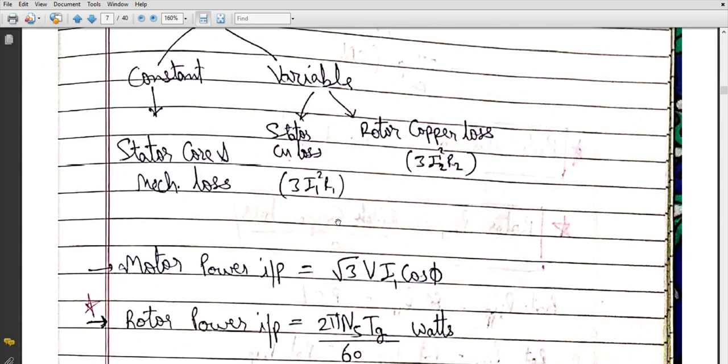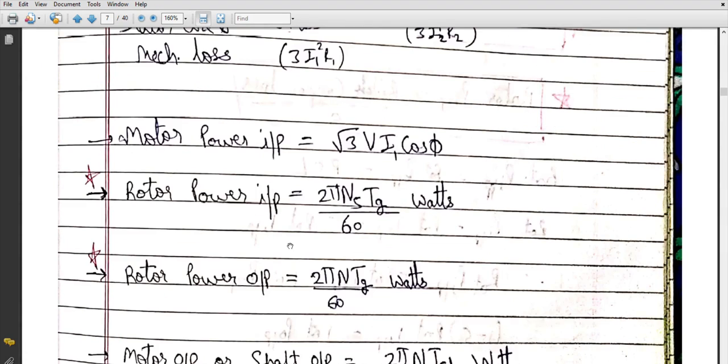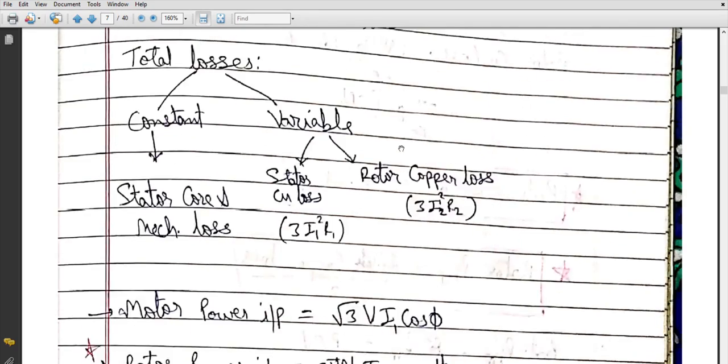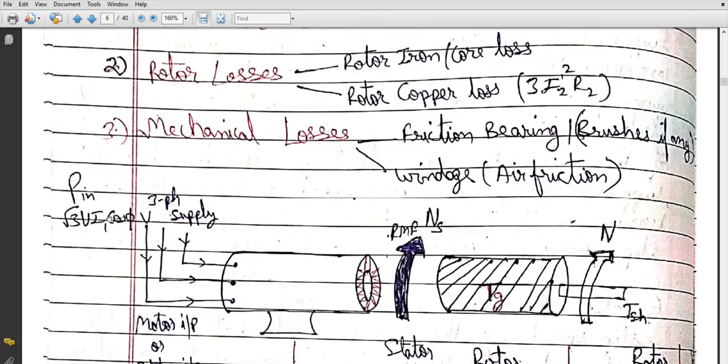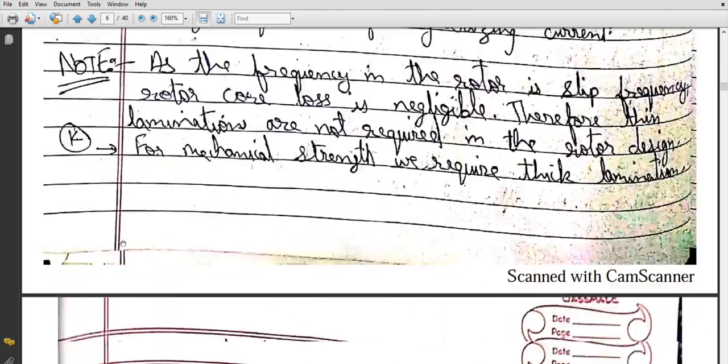expressions for this power, and you can come directly to this slide. So we will derive the expression for what the power actually is. Now we know that the motor power input, as I've already told you, is root 3 into V into I1 cos phi. This is the input power to the stator body.